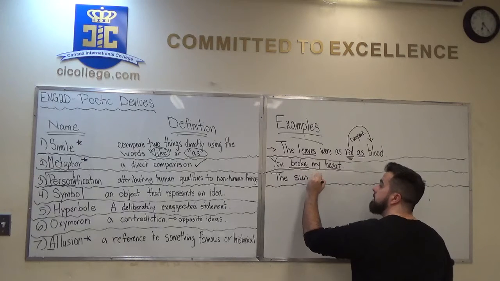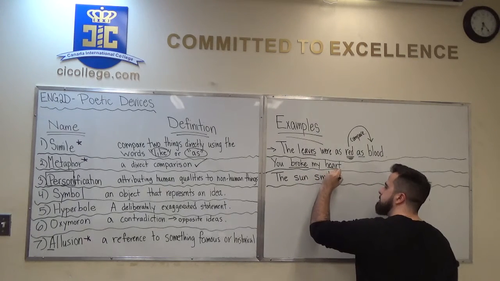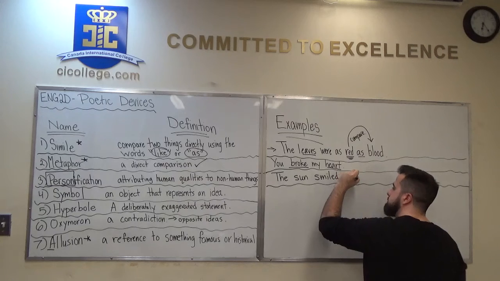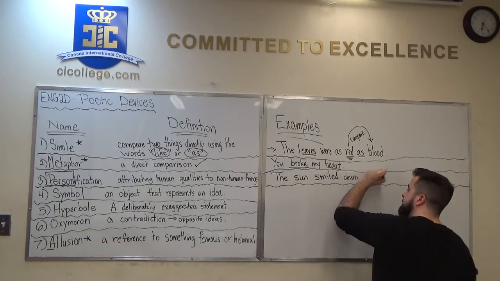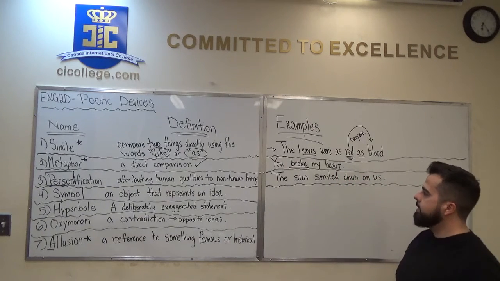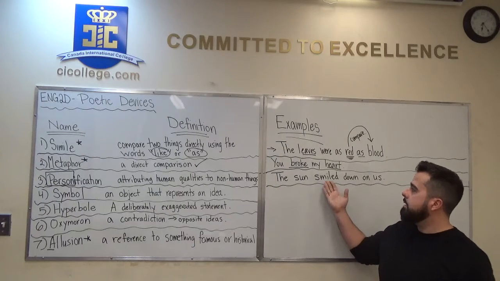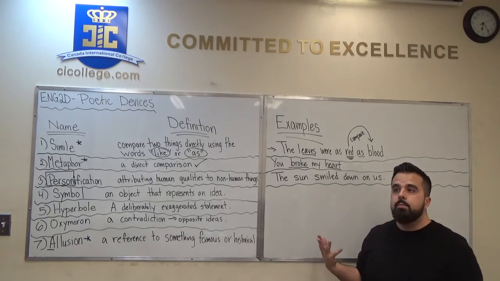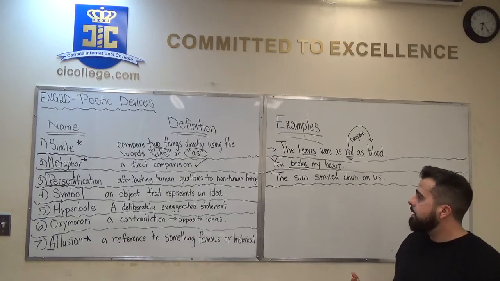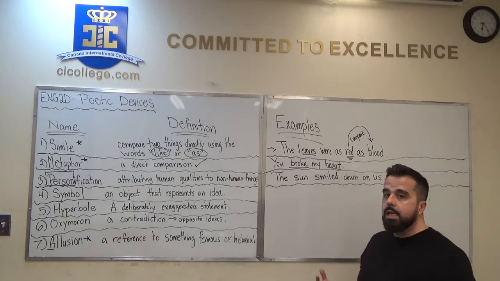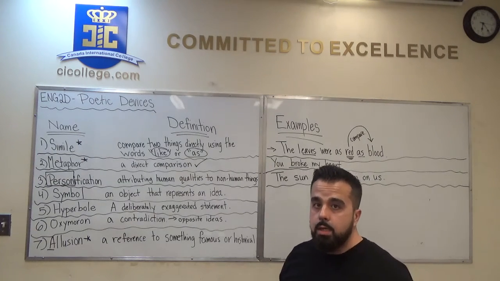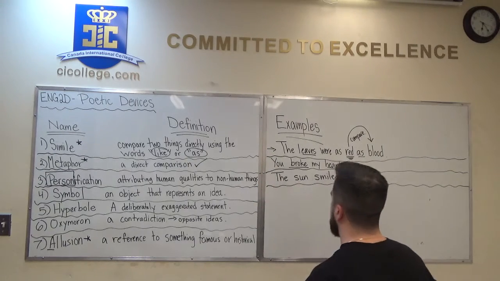The sun smiled down on us. So now we are comparing the sun to a happy person. We know the sun doesn't have a mouth, but it makes our writing more interesting when we can use personification to give qualities to objects like the sun.